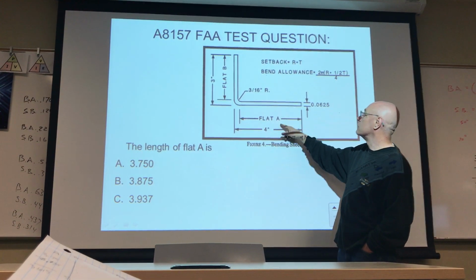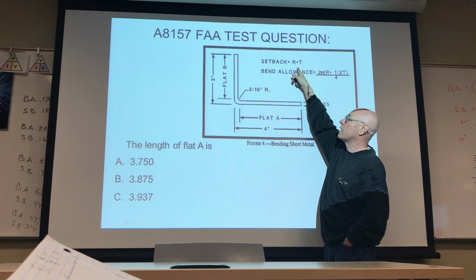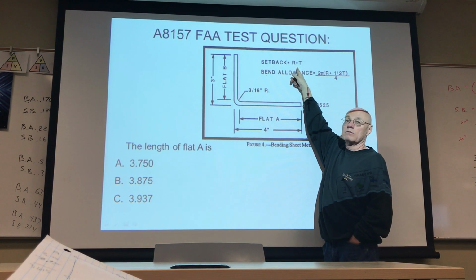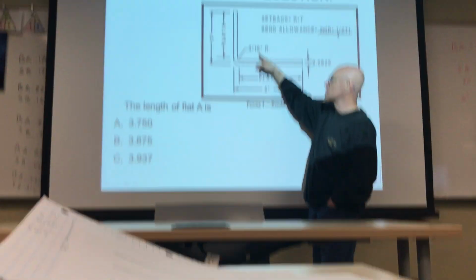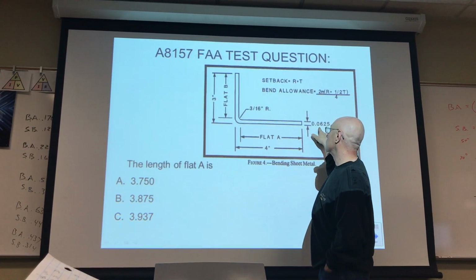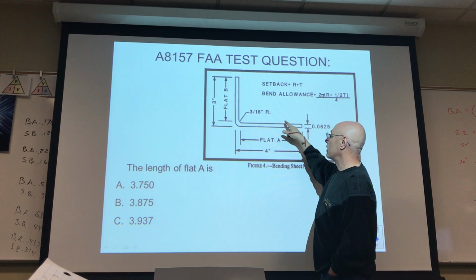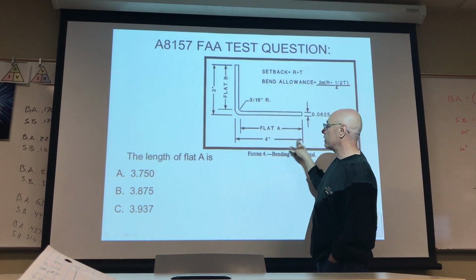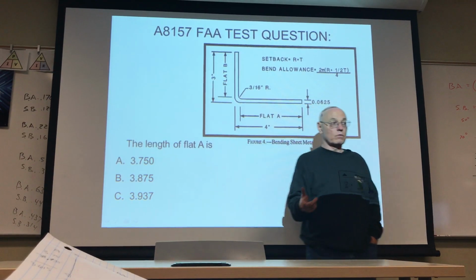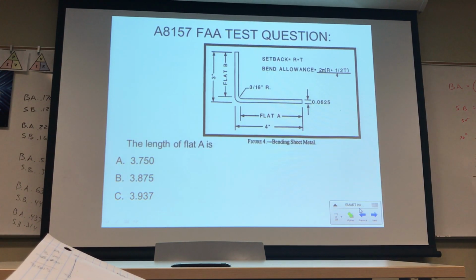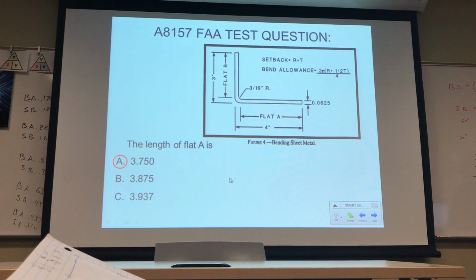From 4 inches, they tell you how the setback is calculated. It's a 90-degree bend, so it's radius plus the thickness, right? Yep. So the radius is 3/16 of an inch and the thickness is 0.625. If you subtract out 3/16 and 0.625 from 4, it'll tell you what the length of that flat happens to be. So if you do that, it should work out to 3.75 inches.